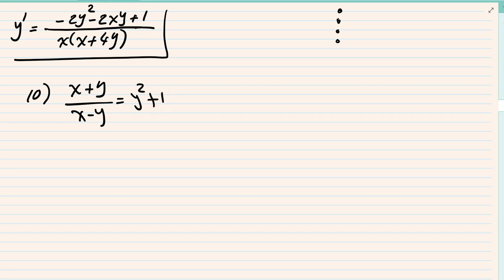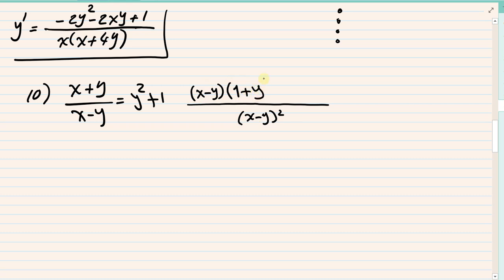Okay, now for this one, we're going to again do implicit differentiation. So that means on the left side, I'm going to do quotient rule. Remember, any derivative that involves y has to end up with a y prime. So I'm going to square the denominator, x minus y squared. Repeat the denominator times the derivative of the numerator. Derivative of x is 1. Derivative of y is y prime.